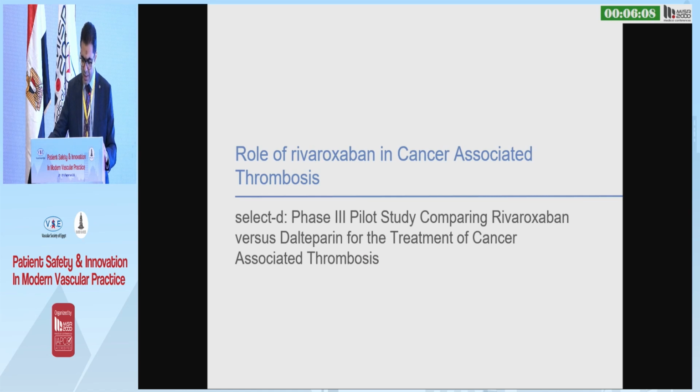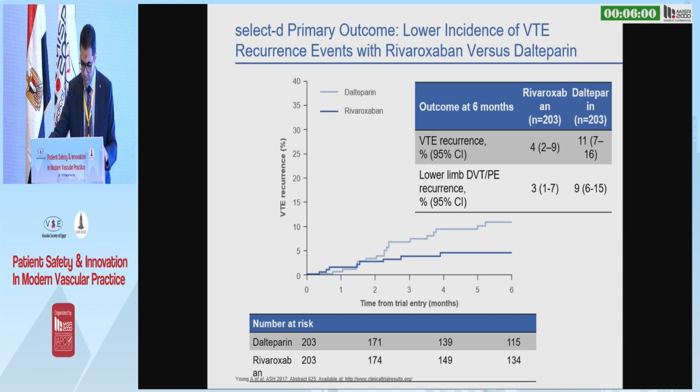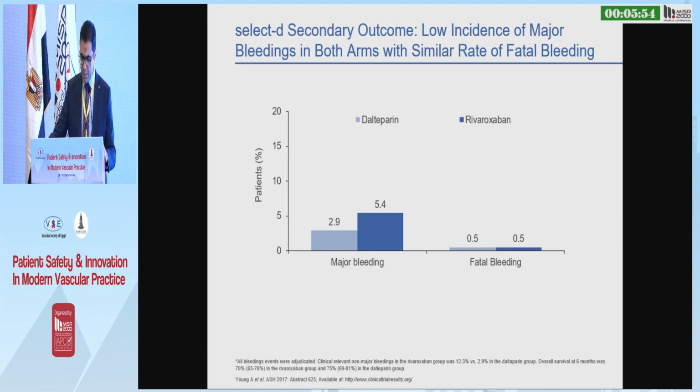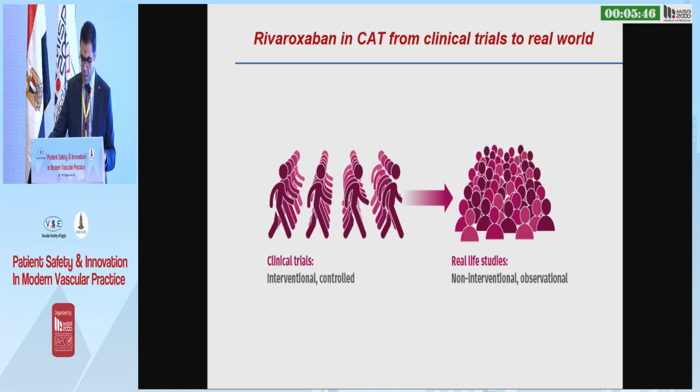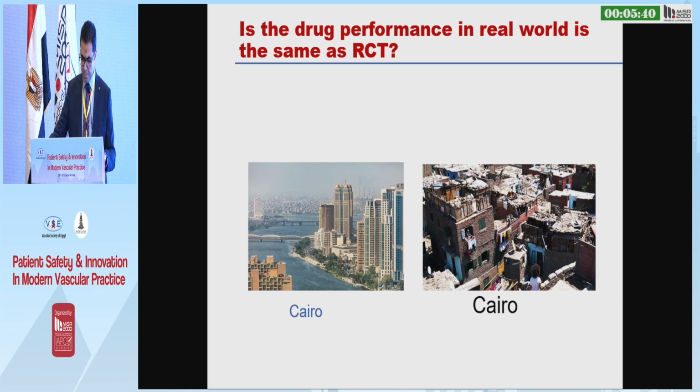The SELECT-D study is a phase 3 pilot study comparing rivaroxaban versus dalteparin for the treatment of cancer-associated thrombosis. As we can find here, the rate of recurrence was less with rivaroxaban, and there is low incidence of major bleeding in both arms with similar rate of fatal bleeding. This was a randomized controlled trial. What about the real-world evidence?